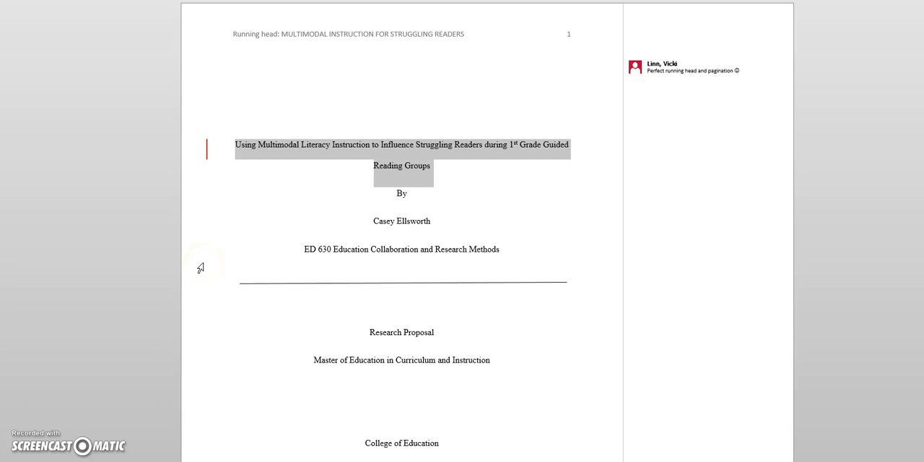And so it identifies the intervention, multimodal literacy instruction, also identifies who the potential participants will be, struggling readers, and then also specifically the grade level. And then the methodology that she's using in instruction is guided reading groups. So anyone who's looking at that title page will know: Is this something I want to continue reading? Am I interested in this?